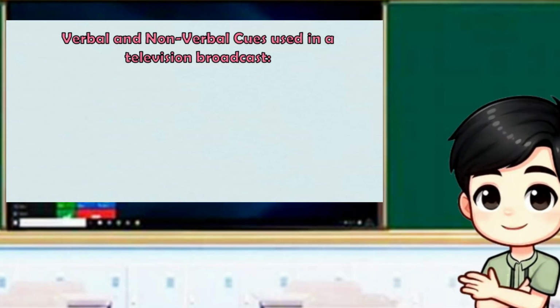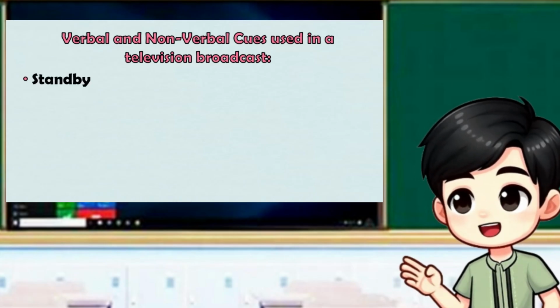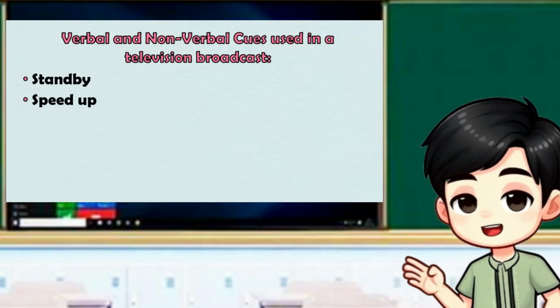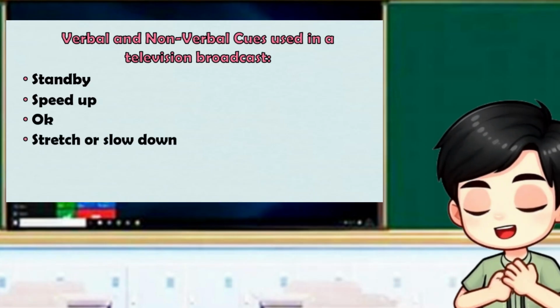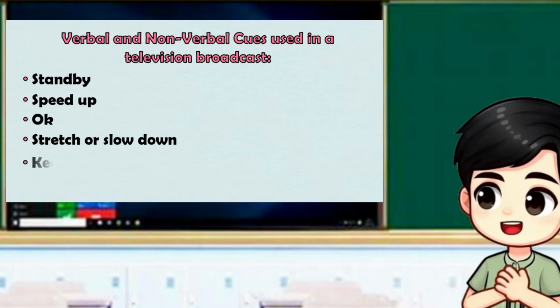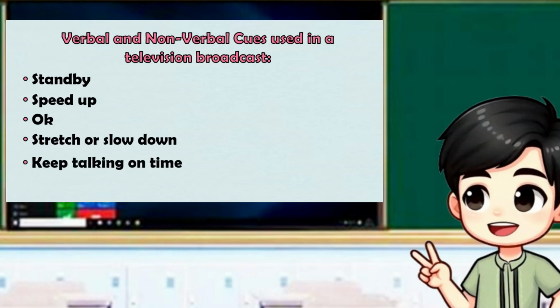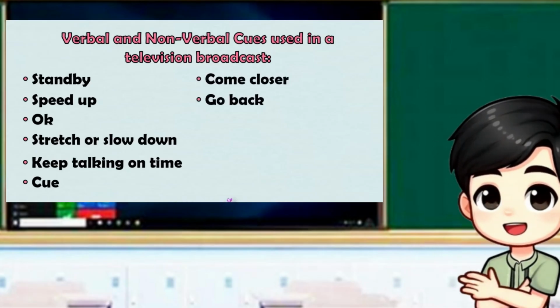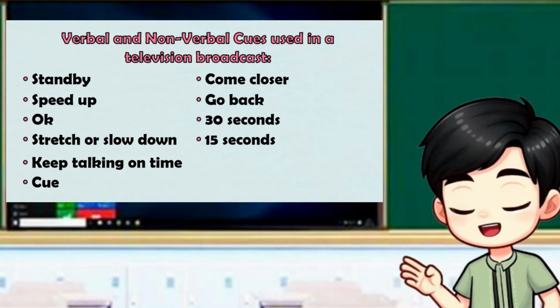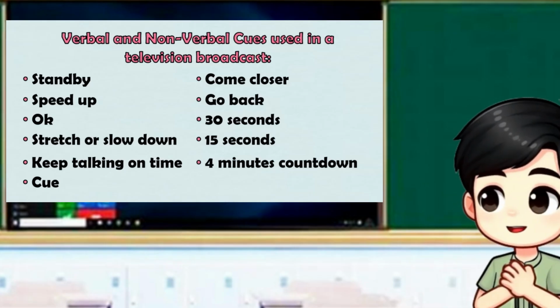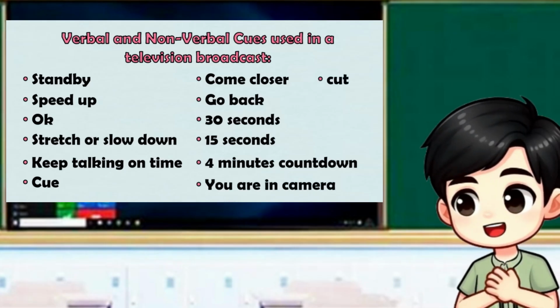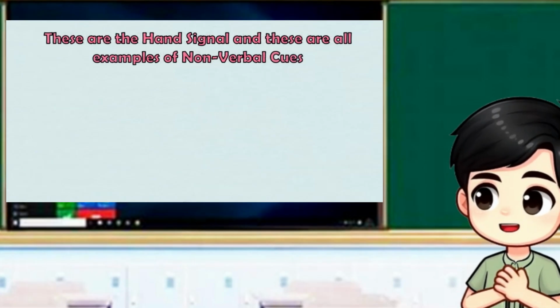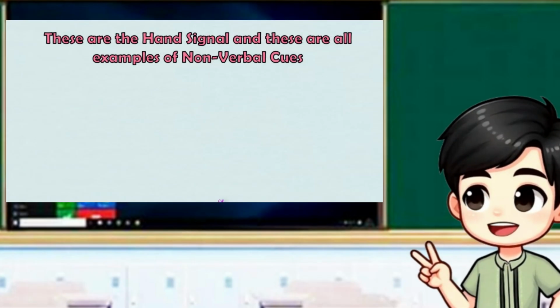These verbal and non-verbal cues are: stand by, speed up, okay, stretch or slow down, keep talking, on time, cue, come closer, go back, 30 seconds, 15 seconds, 4-minute countdown, you are in camera, and cut. And these are the hand signals, and these are all examples of non-verbal cues.